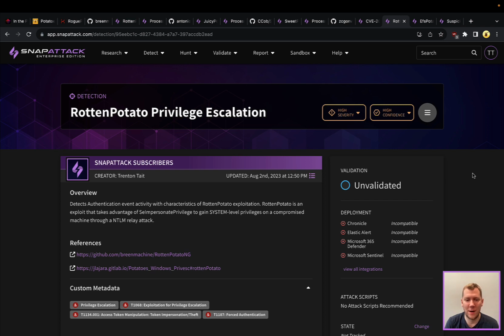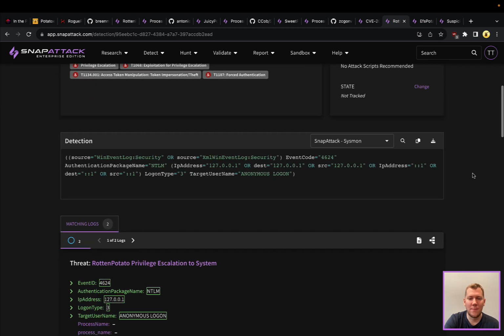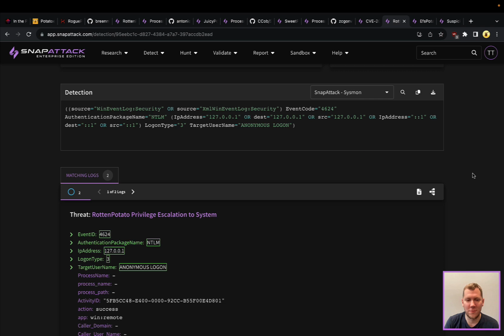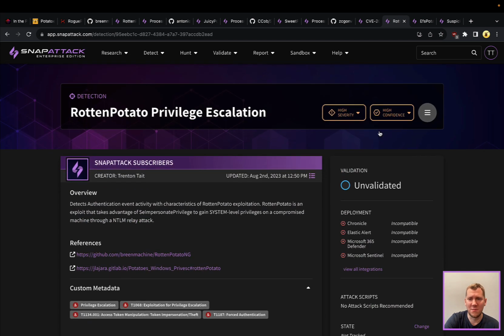So going back to RottenPotato, because this was compromised through an NTLM relay attack, you can look for some of these interesting characteristics. So this is looking at Windows Event ID 4624. You can see the authentication package is NTLM. It is relaying from localhost, so that's going to be interesting for the 127.0.0.1. And again, that's that anonymous login that's being relayed that is interesting here. So this is a good detection opportunity for RottenPotato should you have some of those older versions of Windows floating around in your infrastructure. Otherwise, that is an older exploit, so definitely patch your systems.